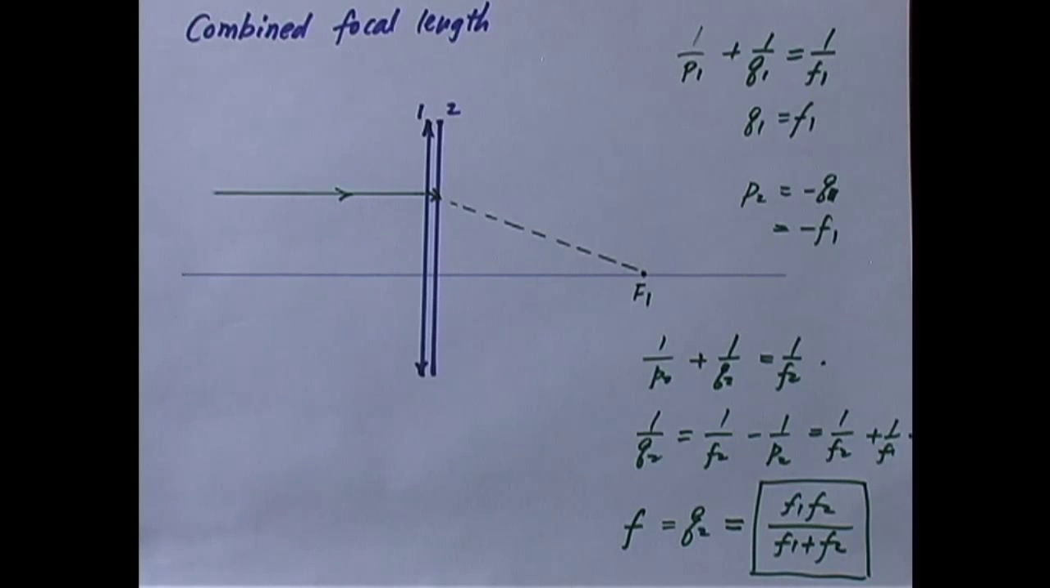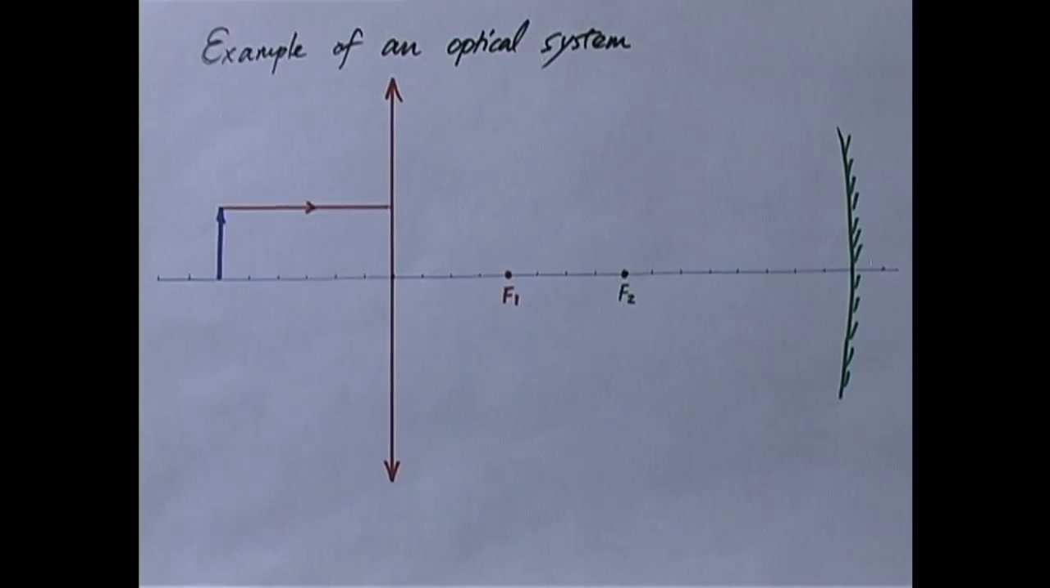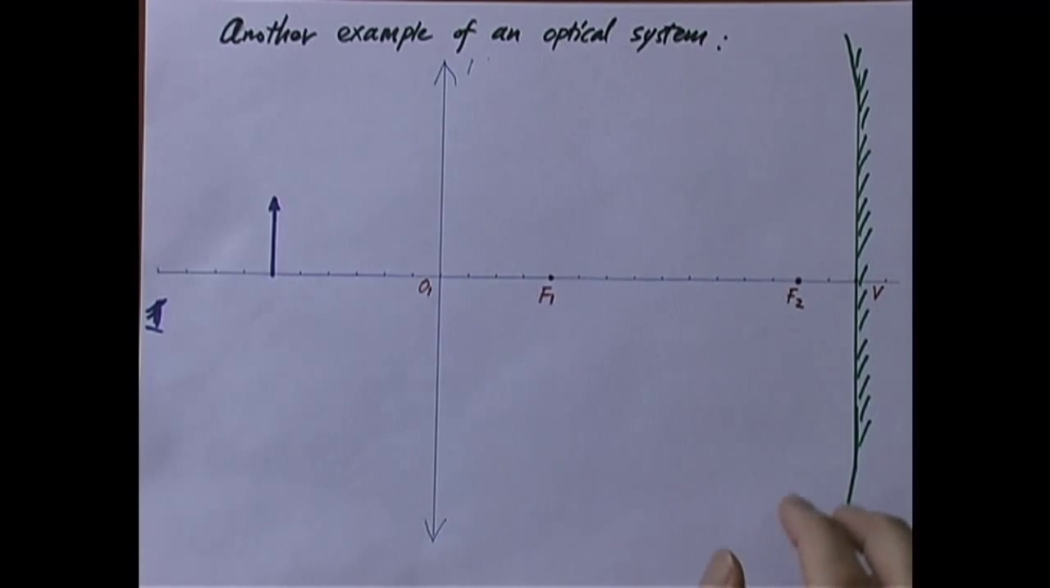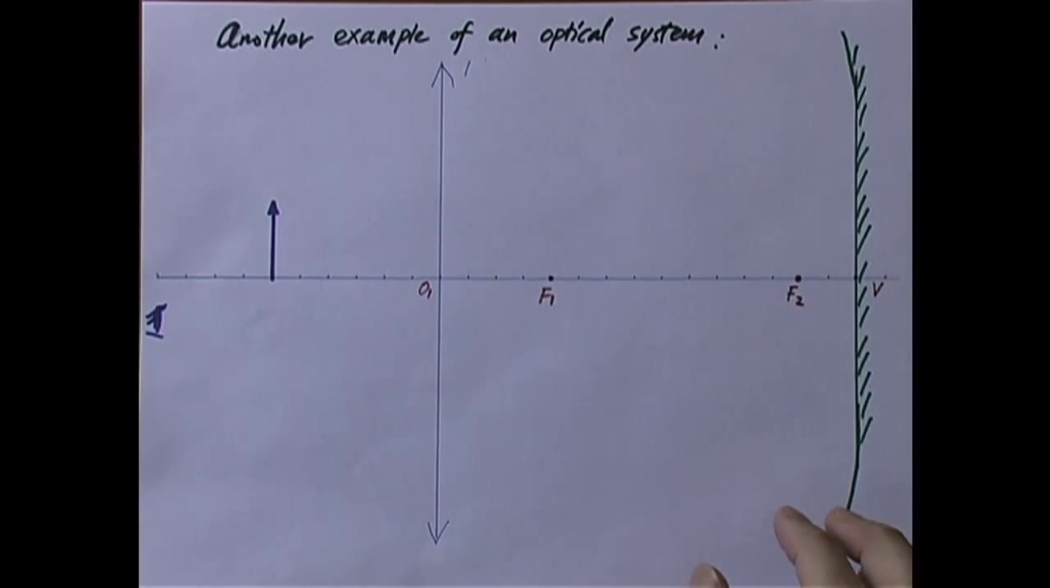Okay, so you see, everything makes sense here, and this is our first example of using the idea of lens system and virtual object. Okay, now let's take a look at a more comprehensive example of an optical system. This time we have a lens and a mirror.